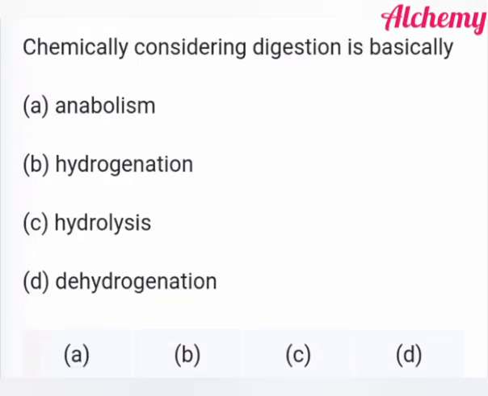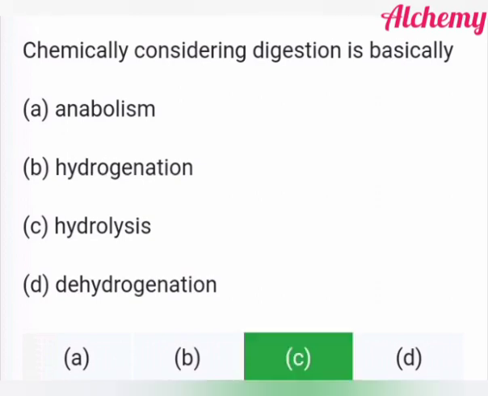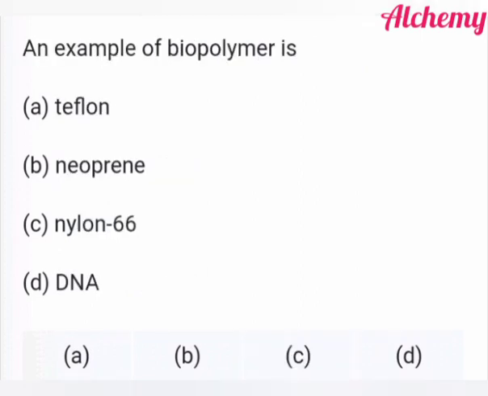Next question, chemically considering, digestion is basically options are anabolism, hydrogenation, hydrolysis, and dehydrogenation. The correct answer is option C, hydrolysis. It is the process in which, with the help of water and digestive enzymes, the complex molecules in food are broken down. Next question, an example of biopolymer.